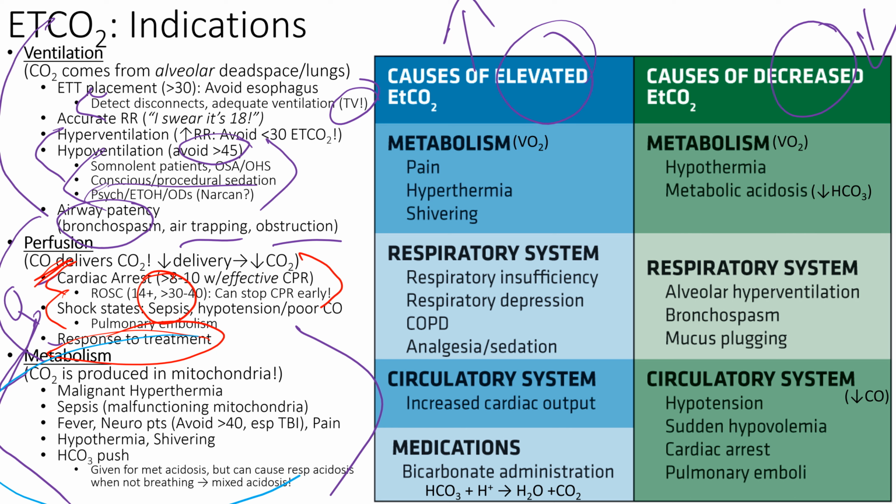So metabolism, right? CO2 is only produced in one place, the mitochondria. Why would I have mitochondrial dysfunction? Well, they could take some, what is it? What's the medication? The nipride that we don't use anymore. That can destroy the cytochrome system.